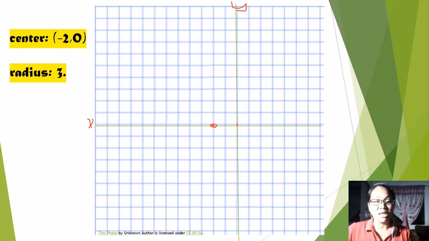And for our radius, we have 3. So we're going to move from center 3 times up, down, left, and right. So we have 1, 2, 3, this point. And again 1, 2, 3 for each direction. So connecting those dots or points using a compass, you can create a perfect circle.